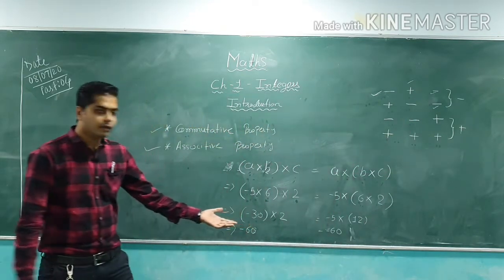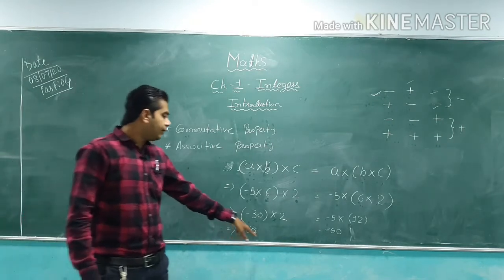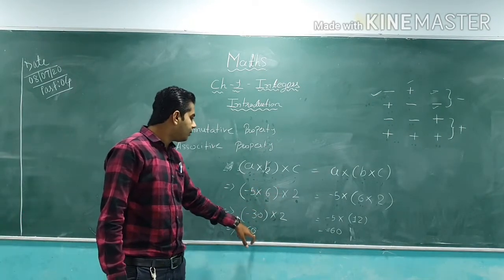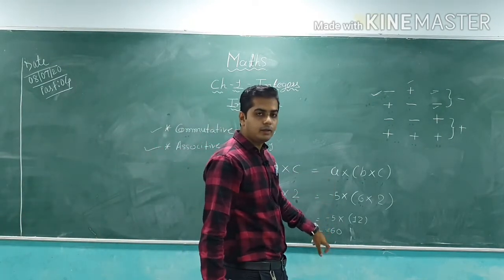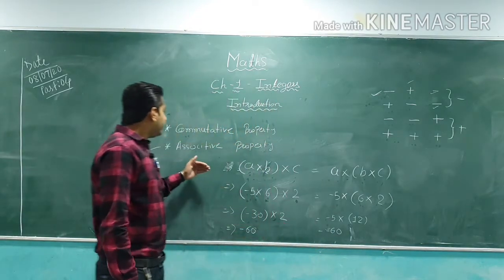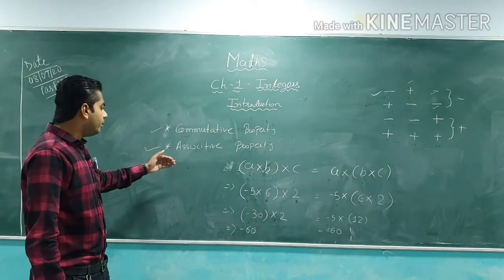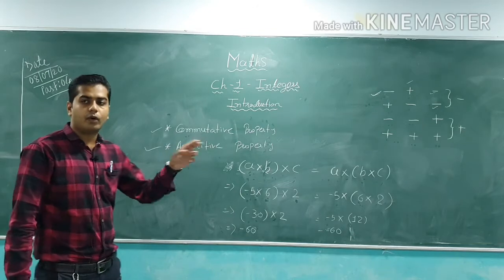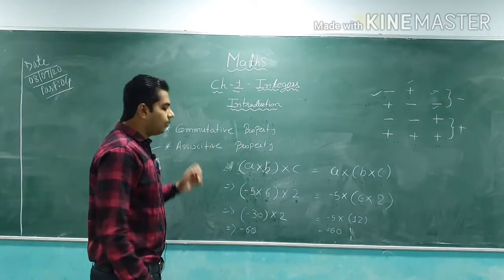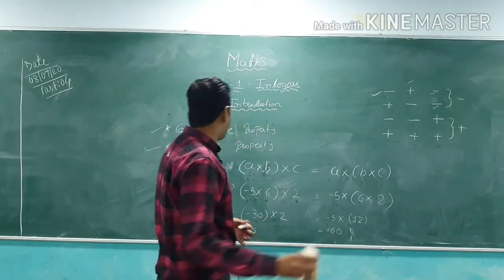So as you can see, on both sides you get the same answer, on the left side minus 60 and on the right side also minus 60. So you can say that multiplication is associative for the integers. Let's take another example so you will understand properly.